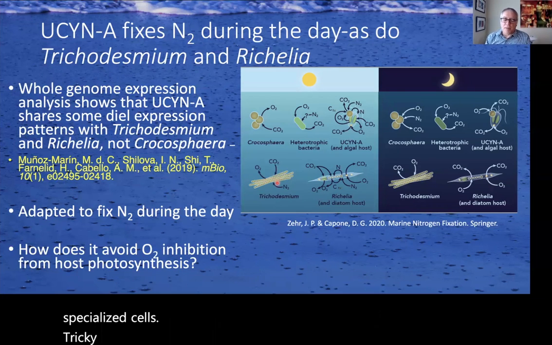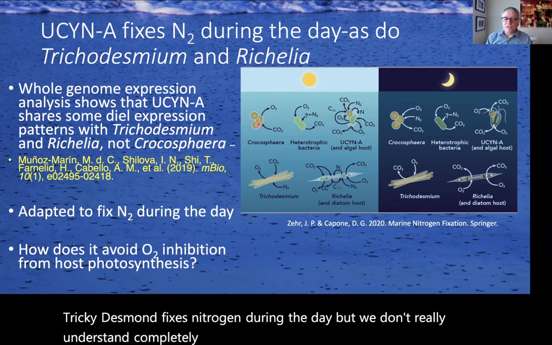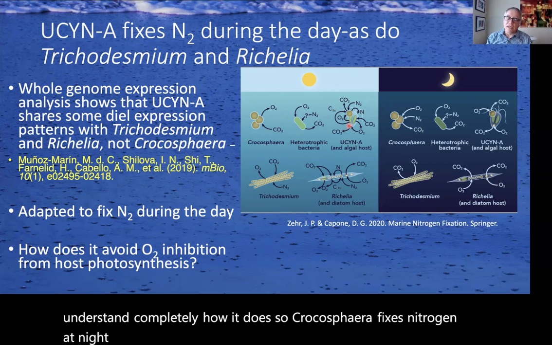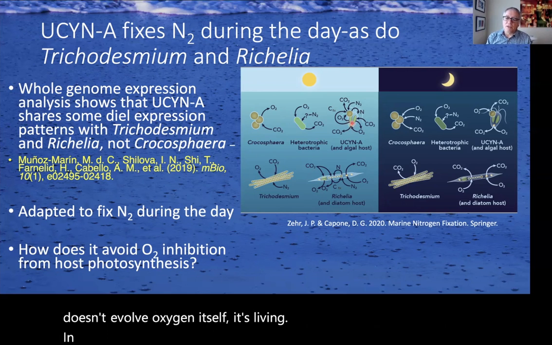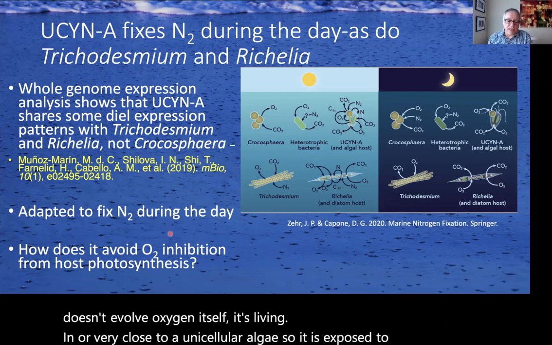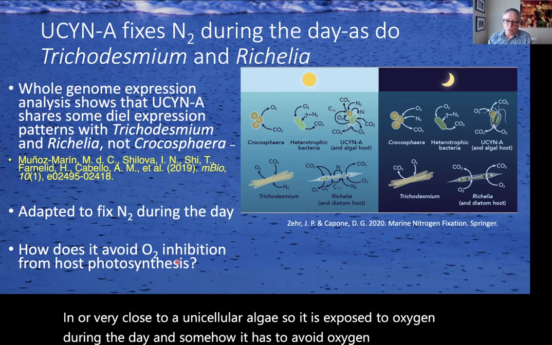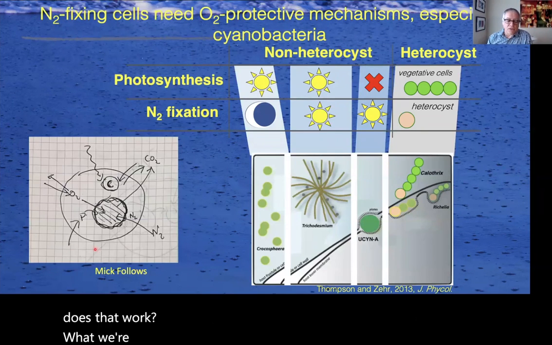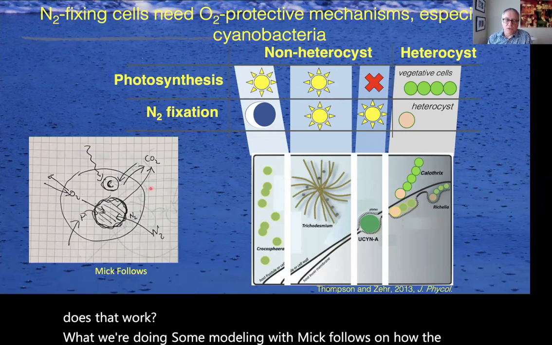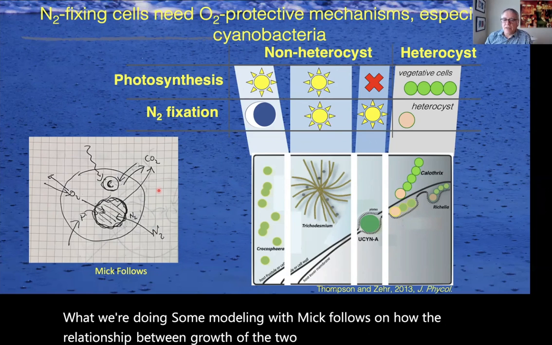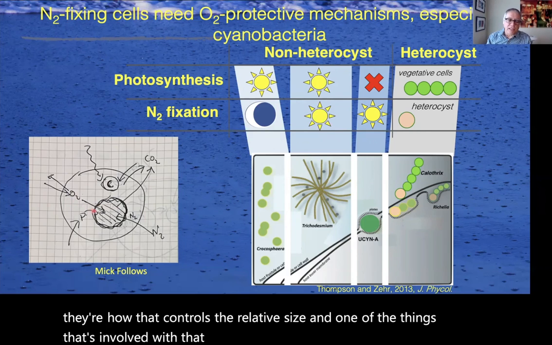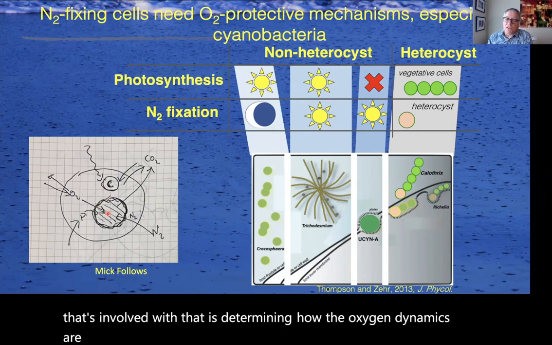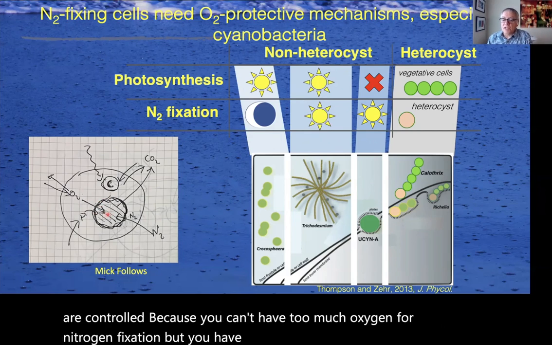Trichodesmium fixes nitrogen during the day, but we don't really understand completely how it does so. Crocosphaera fixes nitrogen at night. UCNA fixes nitrogen during the day. And although it doesn't evolve oxygen itself, it's living in or very close to a unicellular algae. So it is exposed to oxygen during the day, and somehow it has to avoid oxygen inhibition. How does that work? Well, we're doing some modeling with Mick Follows on how the relationship between growth of the two organisms works, how that controls their relative size. And one of the things that's involved with that is determining how the oxygen dynamics are controlled, because you can't have too much oxygen for nitrogen fixation, but you have to have oxygen to have respiration to have nitrogen fixation.